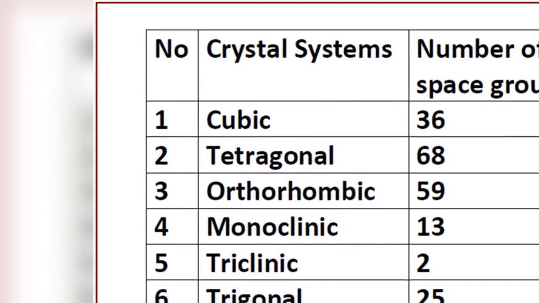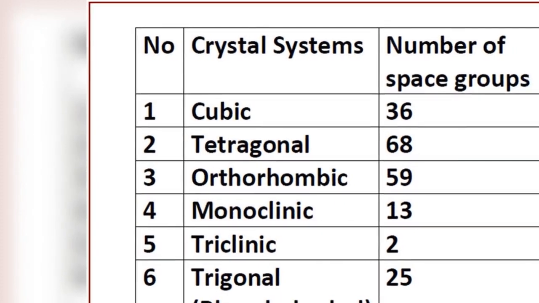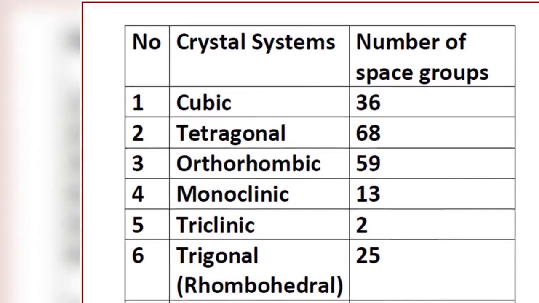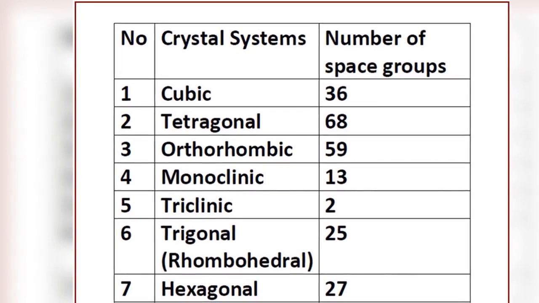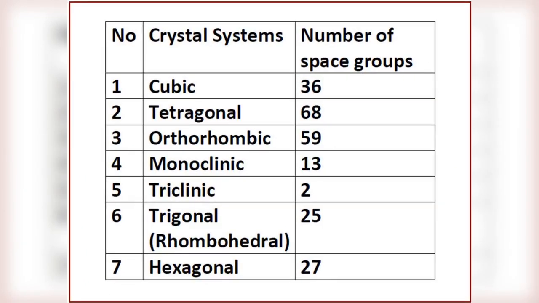There are 230 space groups. These space groups are distributed among the 7 basic crystal systems. Cubic contains 36 space groups. Tetragonal contains 68 space groups. Orthorhombic contains 59 space groups. Monoclinic contains 13 space groups. Triclinic contains 2 space groups. Trigonal or rhombohedral contains 25 space groups and hexagonal contains 27 space groups. Therefore, there are a total of 230 space groups.